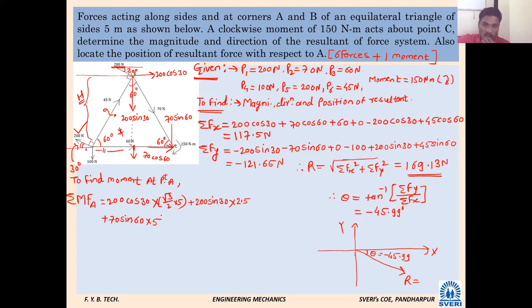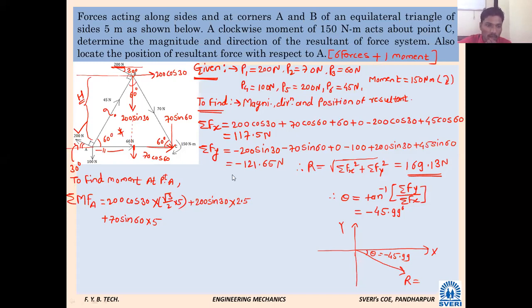Force number 3, 60 Newton. Next, 60 Newton we should not consider. Do you understand? Should we consider the 60 Newton? No, sir.